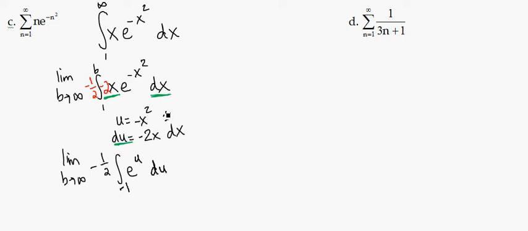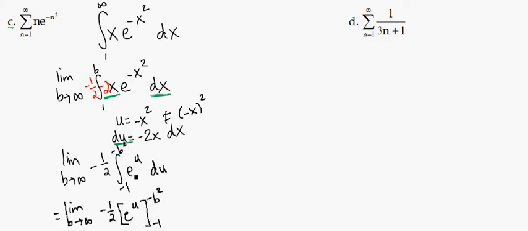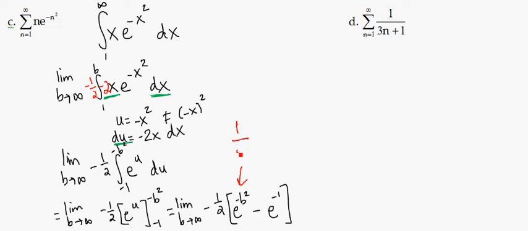Note this is not negative x quantity squared, so it's not the -1 being squared, it's the negative of 1 being squared. And then up here we're going to have our negative b squared. Since the antiderivative of e to the u is just e to the u, we now apply the fundamental theorem of calculus. So when we substitute in our n values, notice that this is the same thing as 1 over e to the b squared. So as b goes to infinity, this whole term goes to 0.